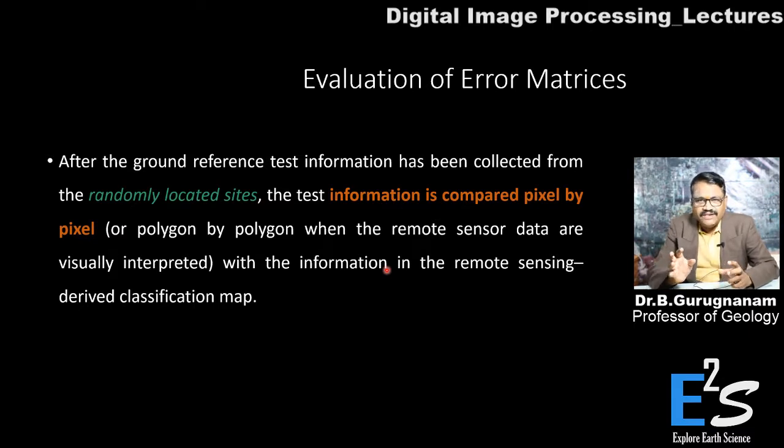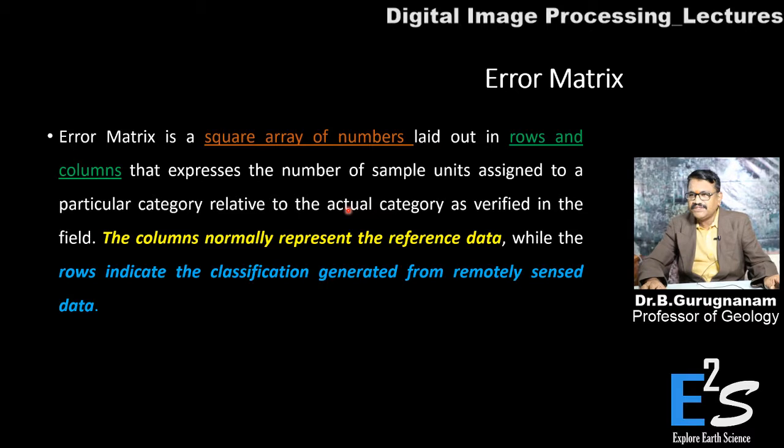Now this may cause a little confusion, but it will not remain a confusion once we do the practical. We will understand how this point is connected with the classified image and how accuracy is assessed. But we will see the theoretical part of it first. So randomly located sites, this information is compiled into the computer pixel by pixel.